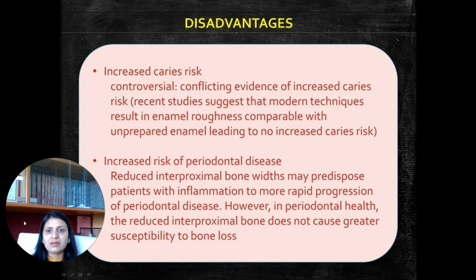Disadvantages: increased caries risk. That is actually controversial. Earlier there were studies which suggested that enamel roughness is increased after proximal stripping. However, with new studies, modern techniques result in roughness that is comparable to sound enamel. So that means there is no increased caries risk, but there are conflicting results on this issue. Increased risk of periodontal disease. Reduced interproximal bone widths may predispose patients with inflammation to more rapid progression of periodontal disease. However, in periodontal health, the reduced interproximal bone does not cause greater susceptibility to bone loss.